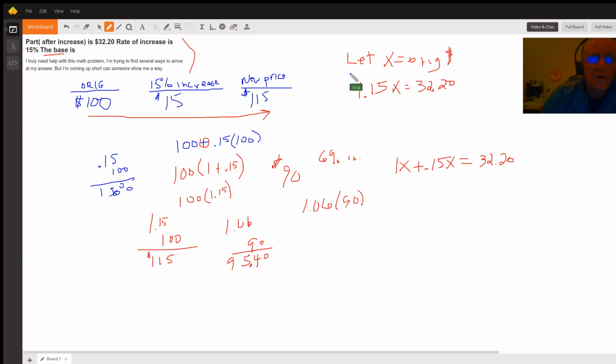Divide both sides by 1.15. 32.20 divided by 1.15. I think if you use a calculator, you'll see that that's $28. Okay, so the original price is $28. What that means is if you took 15% of $28 and then added that amount of increase onto 28, you'd get $32.20. So hopefully that clears up how to do this problem.